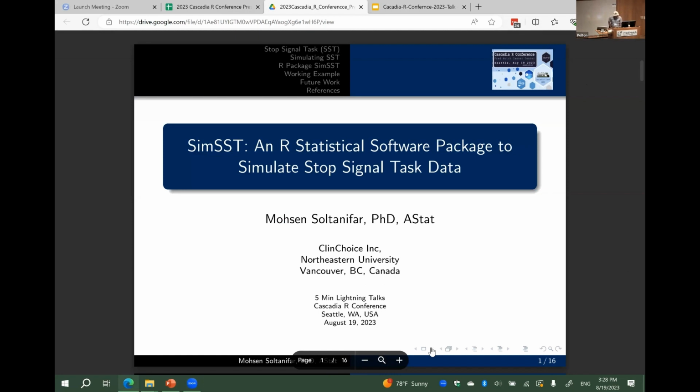I'm Mohsen. I am a statistician in the CRO pharmaceutical industry and also adjunct faculty at Northeastern University, which is headquartered in Boston and has a transplant campus in Vancouver, BC. This talk is a culmination of two and a half years of work on my PhD thesis appendix, defended in 2020, which I later converted to a package and published in CRAN and later in a peer-reviewed journal. It's called SimSST, an R statistical software package to simulate stop signal task data.